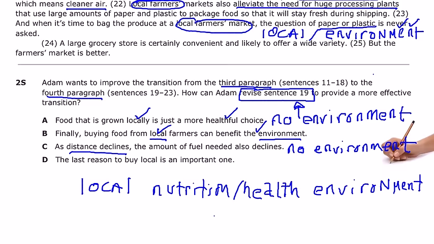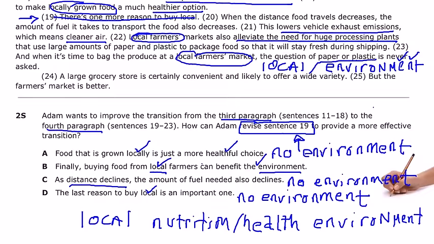Option D, the last reason to buy local is an important one. Well, again, there's no mention of the environment, there's no mention of health, there's no mention of anything. Option D does basically the same thing that sentence 19 did originally, which is to say, here's a reason. So I'm going to eliminate D confidently. And when I look at A, B, and C, B is the only one that explicitly mentions the environment and also mentions being local, which ties our two paragraphs together. So option B is the answer that I'm going to go with as the best way to revise sentence 19.